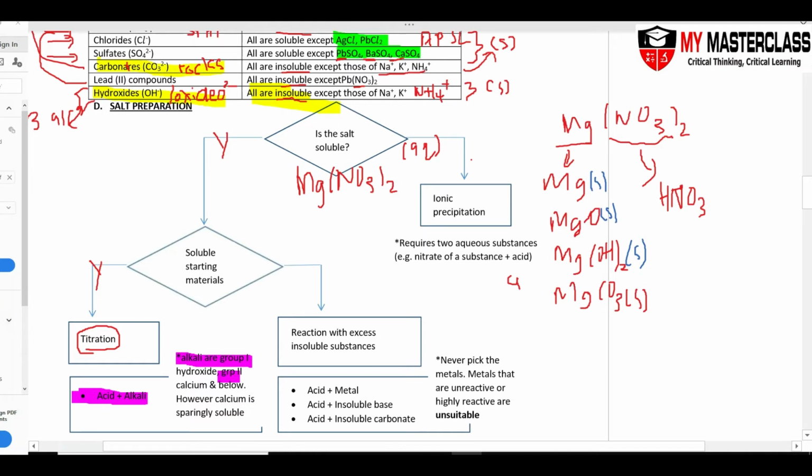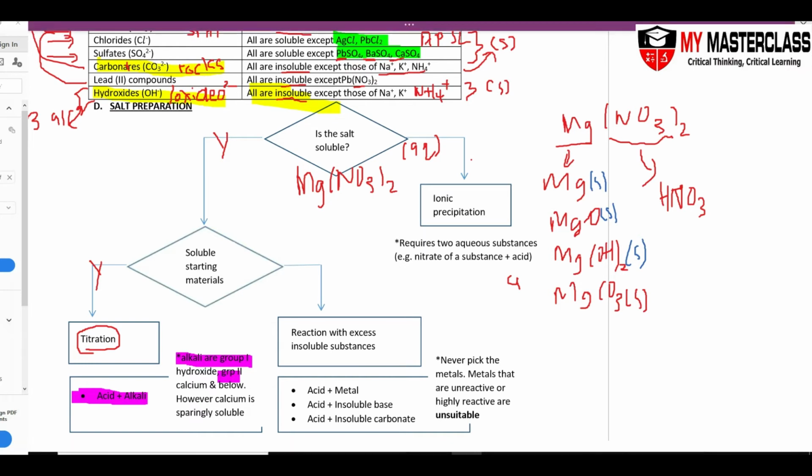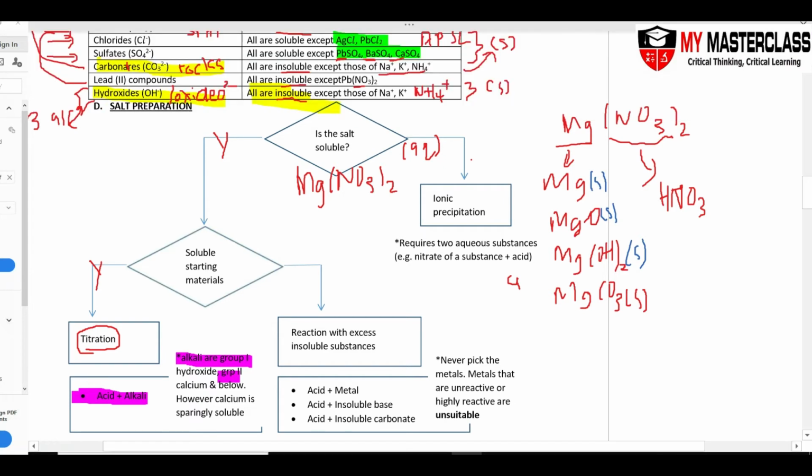So what do we do? You cannot go and put all these solids into your pipette and burette. So we cannot pick titration anymore. Okay, so in this way, is your starting material soluble? No. So what must we do? We must do this reaction in excess. So what does this mean?